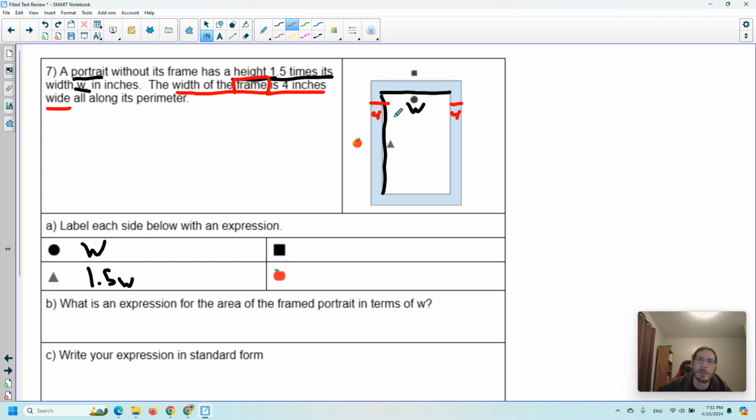This length is going to be 4. This length is going to be 4. And this length is going to be 4. So we have to be really careful, just by charting everything out. We're going to make sure we get the right answer.